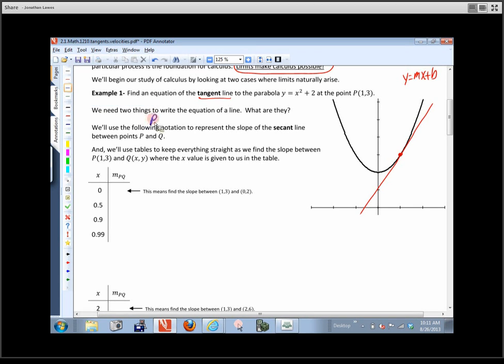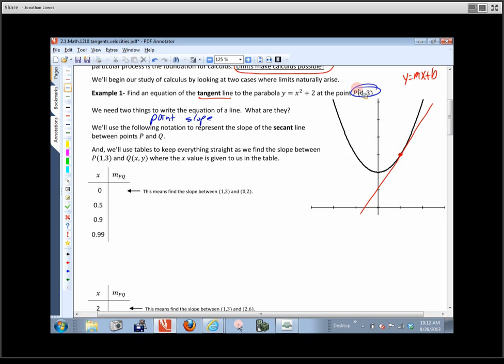Okay, you need a point and you need a slope. Now, do we have a point? Yes, we do. We've got a point. Got that part taken care of. Now, when we mentioned this last week, I think we said you've either got to have a point and a slope or enough information that you can figure out the slope.